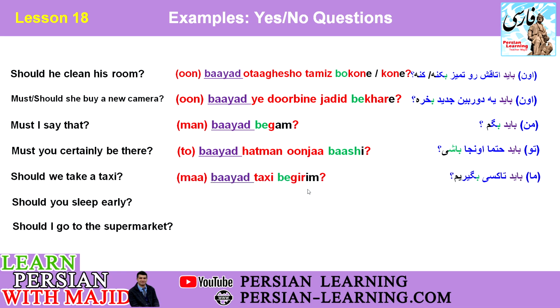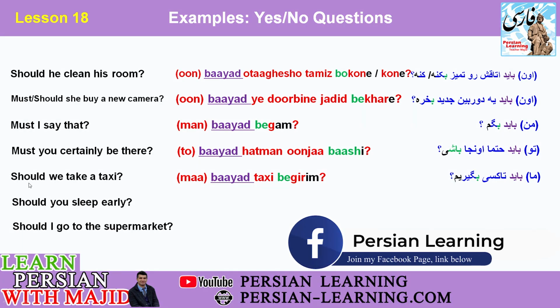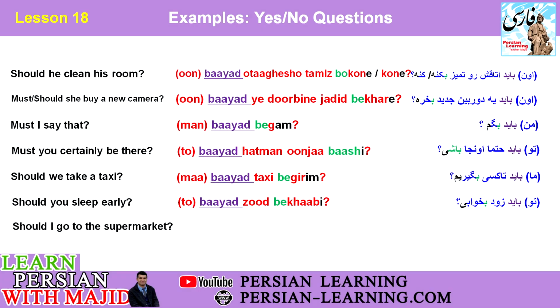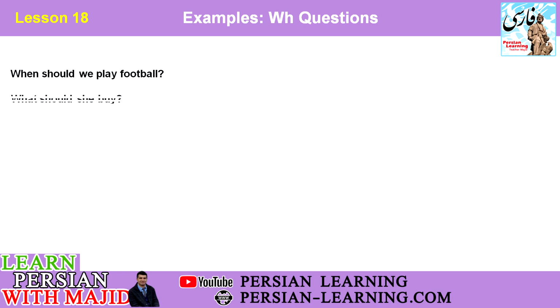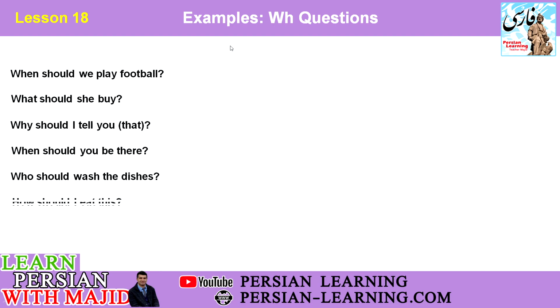Should we take a taxi? باید تاکسی بگیریم. You can use also حتما here. باید حتما تاکسی بگیریم. In that case, it could be something like must we take a taxi? Should you sleep early? باید زود بخوابی. Should I go to the supermarket? باید برم سوپرمارکت. Let's see examples with WH question words.